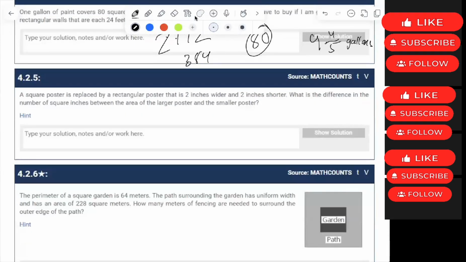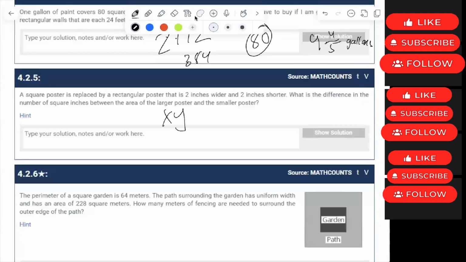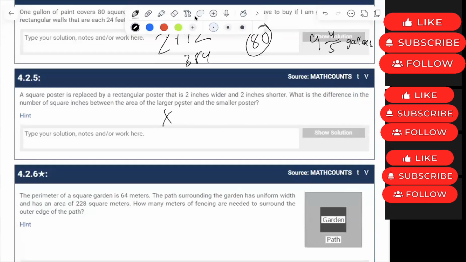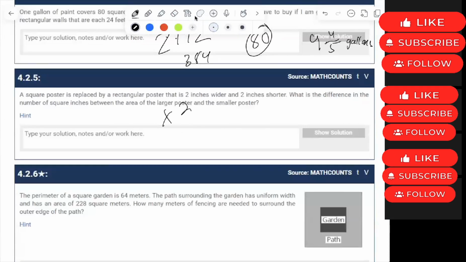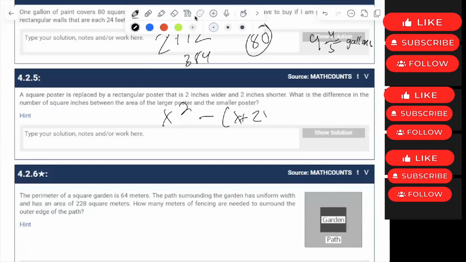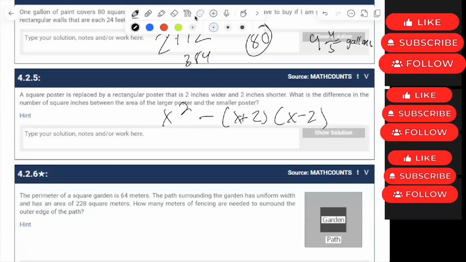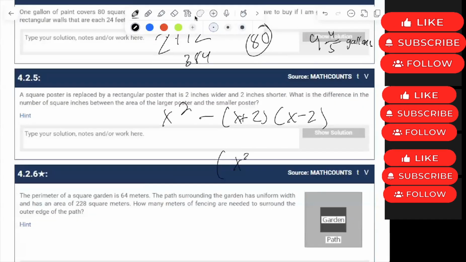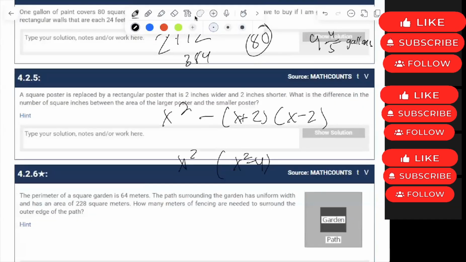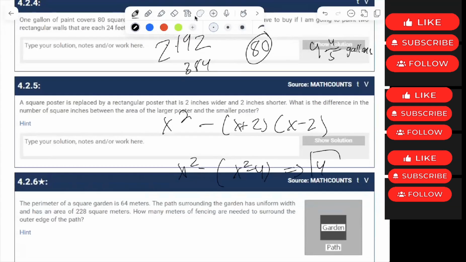All right, so first off, we notice that our original poster is X squared in area. Afterwards, we have X plus 2 times X minus 2. One of the sides is shorter by 2 inches and one of the sides is longer by 2 inches. Expanding gives us X squared minus 4, and X squared minus that is 4 as our answer. That's the difference.